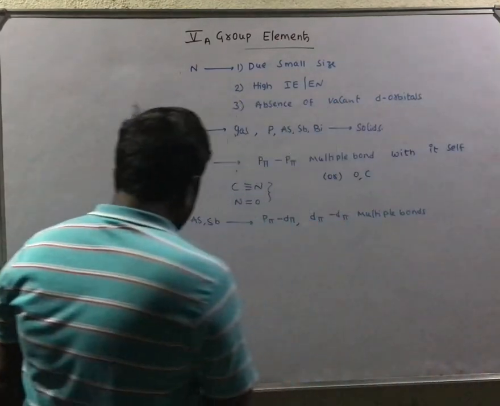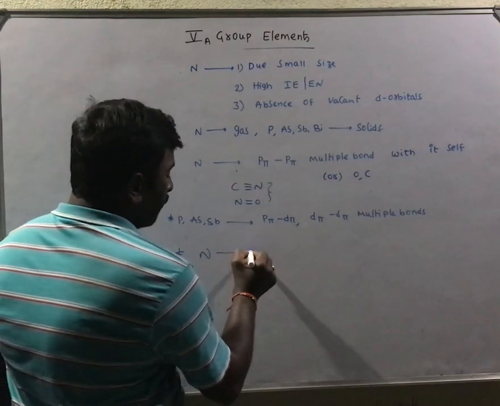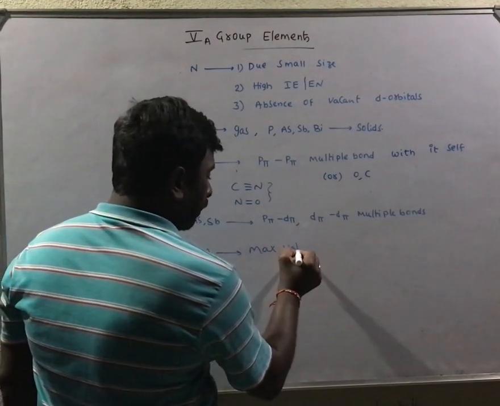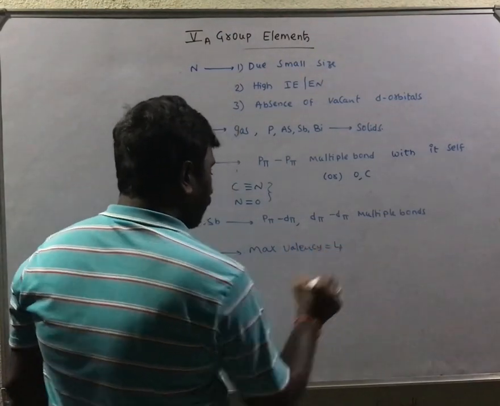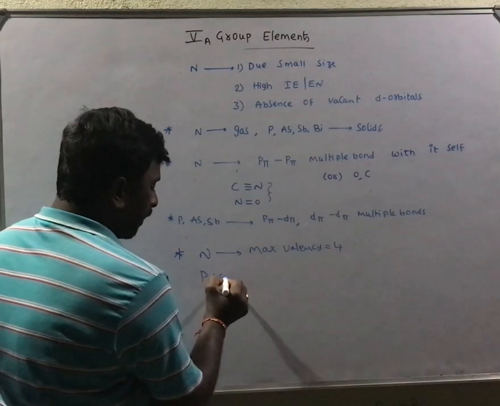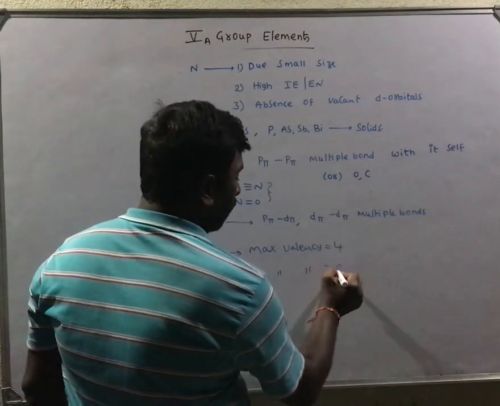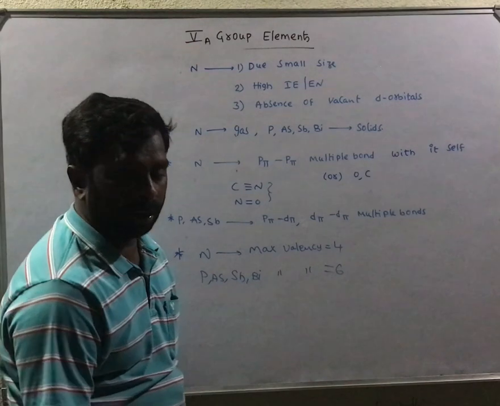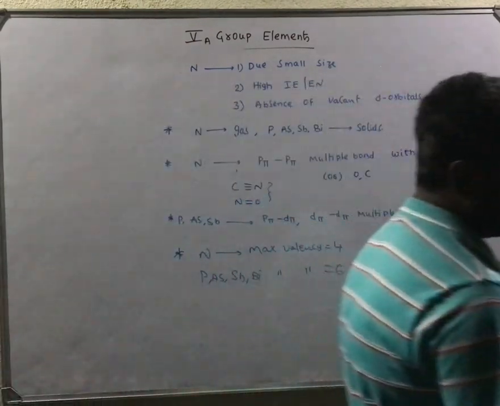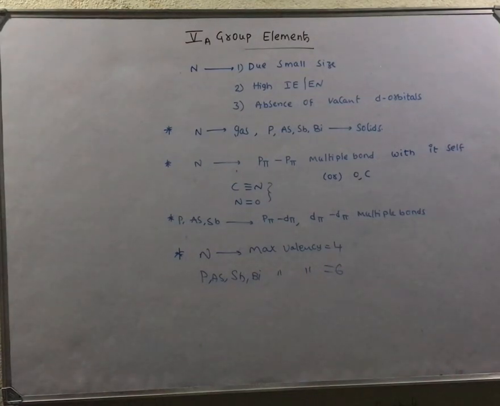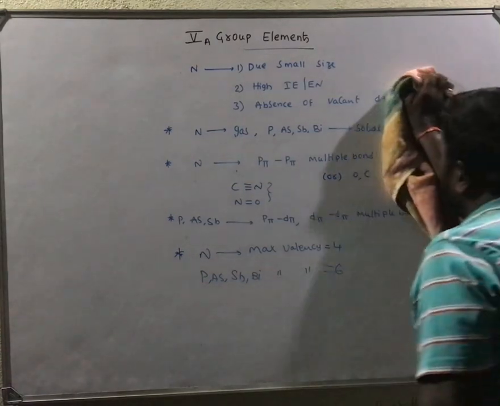And one more point: nitrogen's maximum valency is 4. The remaining elements phosphorus, arsenic, antimony and bismuth have maximum valency 6, utilizing the vacant d orbital. Only in nitrogen is the maximum valency 4, the remaining all have maximum valency 6. So this is about anomalous properties. Next, chemical properties.